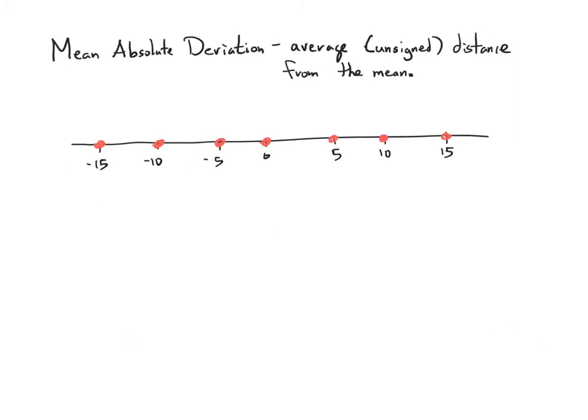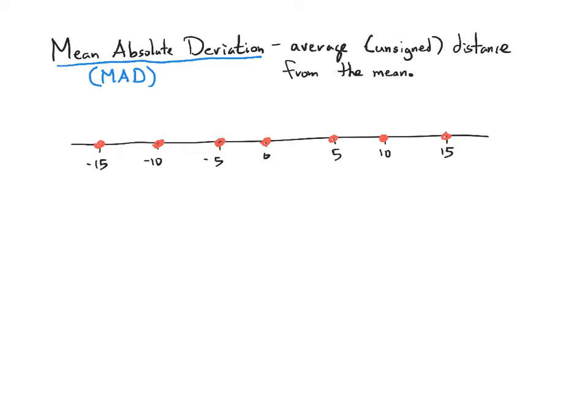So the measure we're going to come up with is going to be called the mean absolute deviation. And you might see it abbreviated MAD. Now, it's not the standard one that's used in statistics. That's called the standard deviation. We'll probably talk about that a little more later in the course, but it's relatively the same idea. We want to know the average distance of each point from the mean.